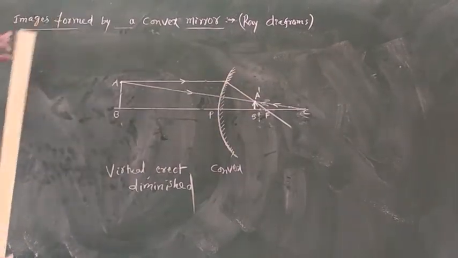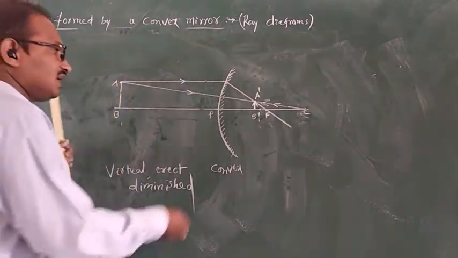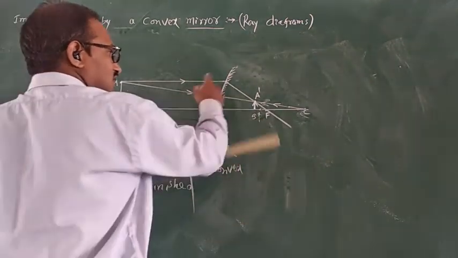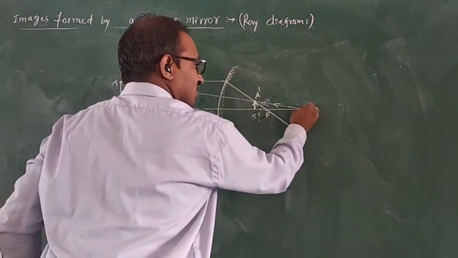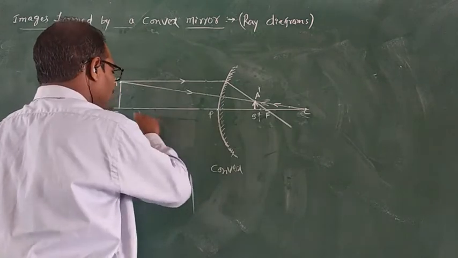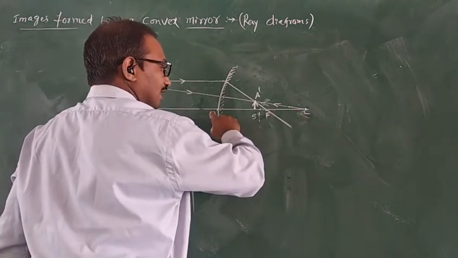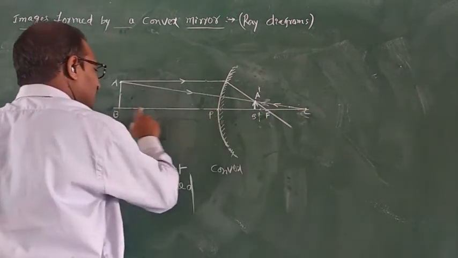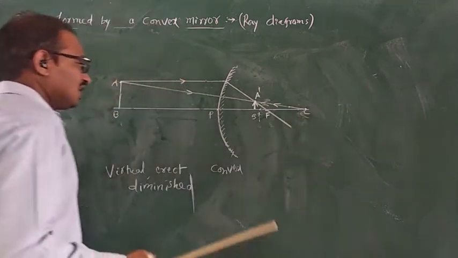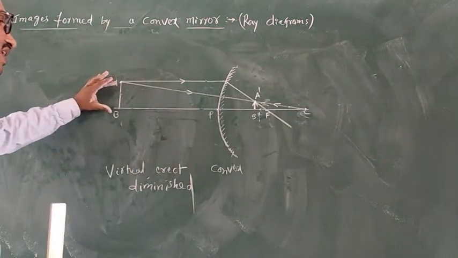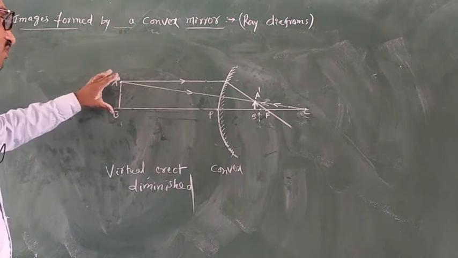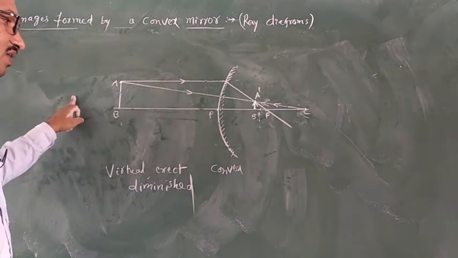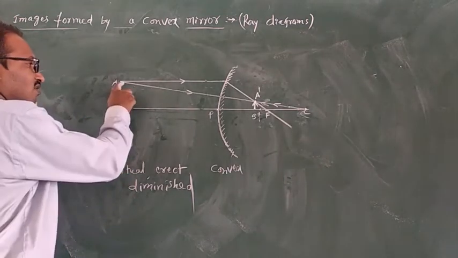Yes children, now the image is formed by a convex mirror, right? This is a convex mirror. Now the center of curvature will be inside. Here this is the center of curvature and this is the midpoint, the pole. Now if you join the pole and the center of curvature, you will get the principal axis. This is the principal axis. Now if you keep an object anywhere in front of the mirror, where will you get the image?